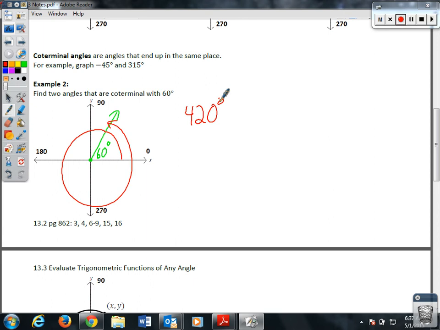Let's do one more. I'll do this in blue. Another way we could do this is to subtract 360. If we go 60 degrees and then subtract 360, we end up in the same place. So let's do 60 minus 360, which is going to be negative 300. So these two angles would be coterminal with 60 degrees.